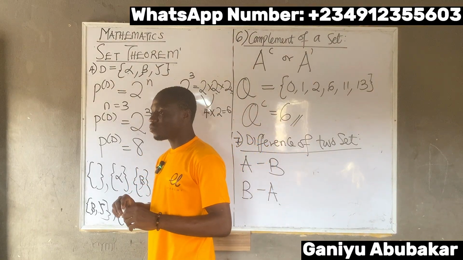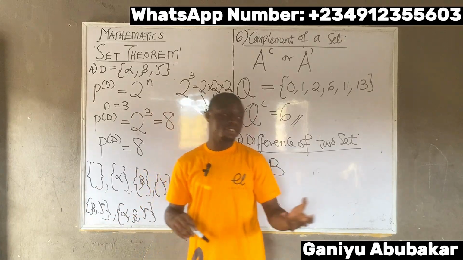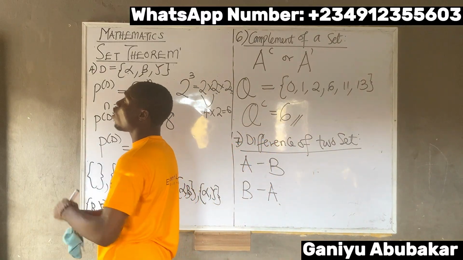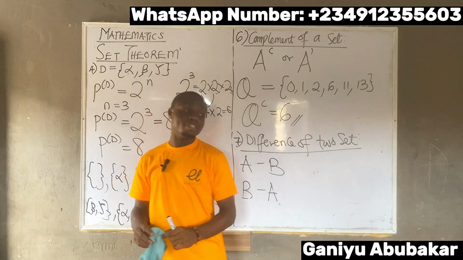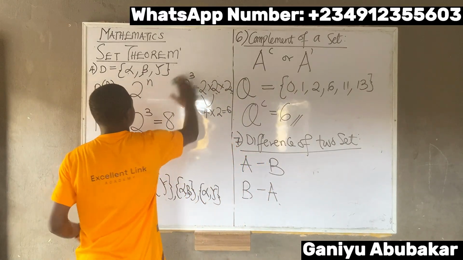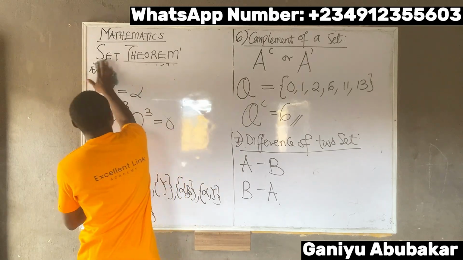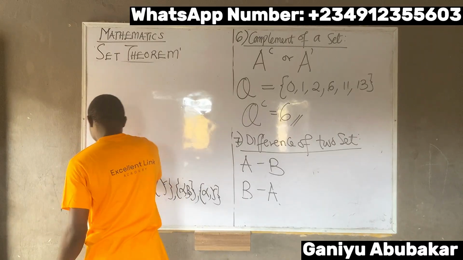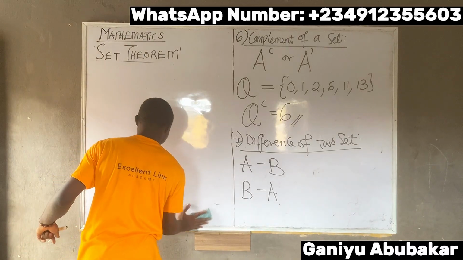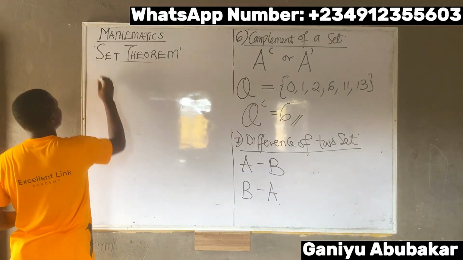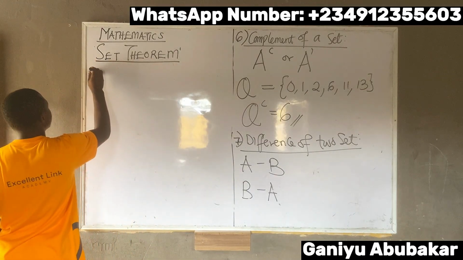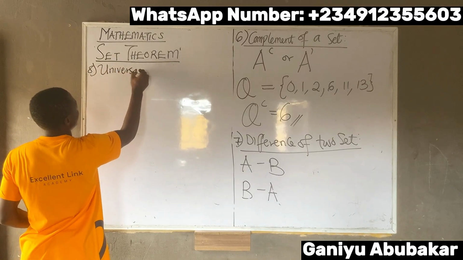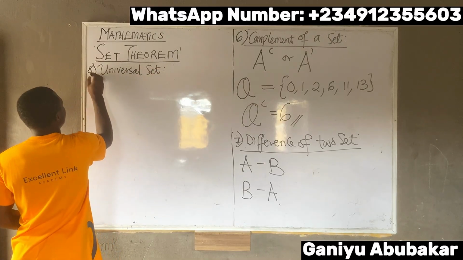Universal set. This is a set of all possible elements. It is represented using a symbol.